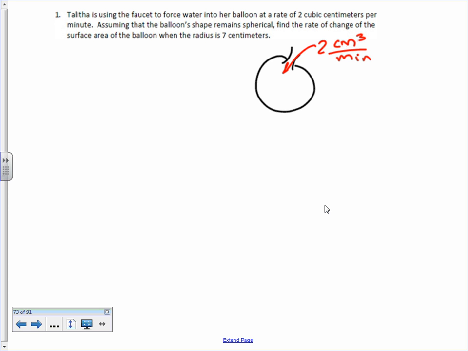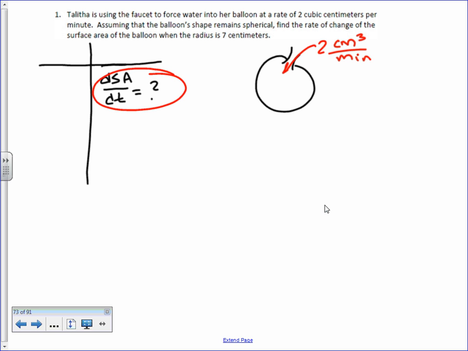So I'm going to go over here and start my chart. Rate of change of the surface area. So that means I'm going to add something to my chart about surface area because I'm concerned about surface area. I'm going to call that dSA dt equals, we don't know. That's what we're trying to find. I'm going to circle that. I'm also going to put surface area in here. We don't know that from the problem either. We're not given the surface area.